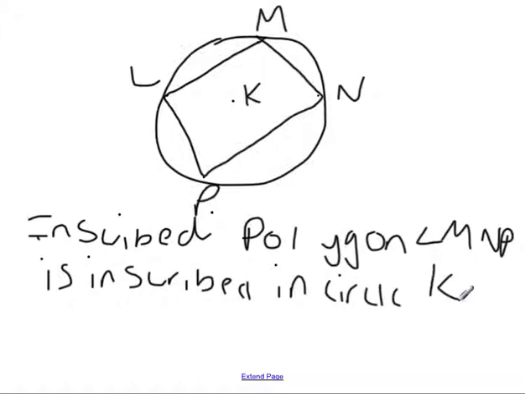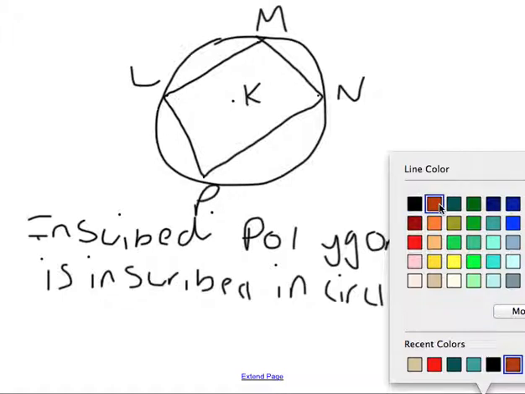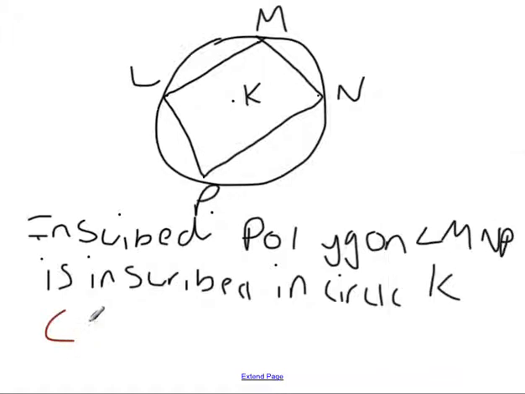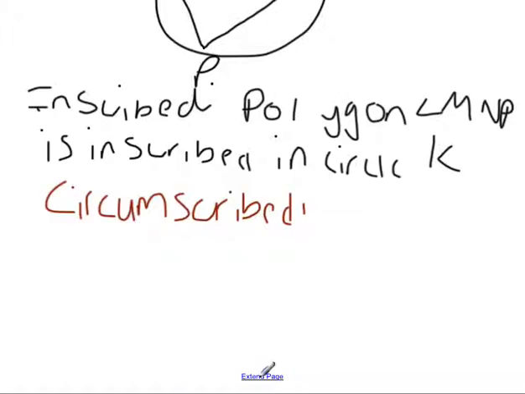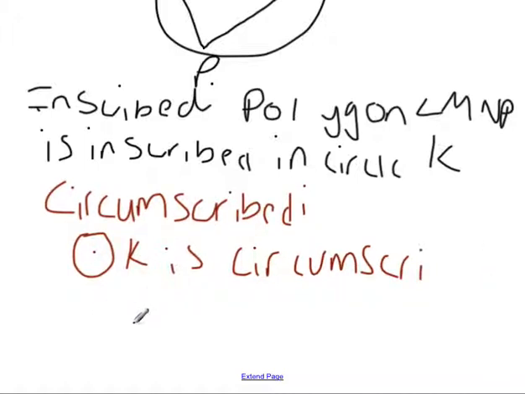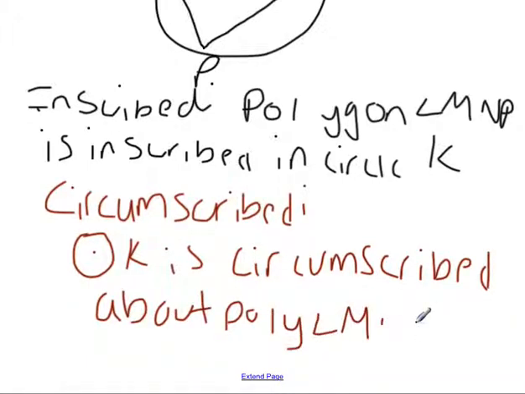circumscribed, okay? That means that circles are circumscribed about a polygon if it contains all the vertices of the polygon. For that one, I'm just going to abbreviate since you guys already have it written. We can say that circle K, so now we're describing circle K, not the polygon, is circumscribed about the polygon. So now we're talking about the circle, not the polygon. About polygon LMNP.